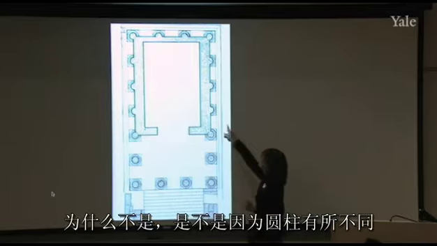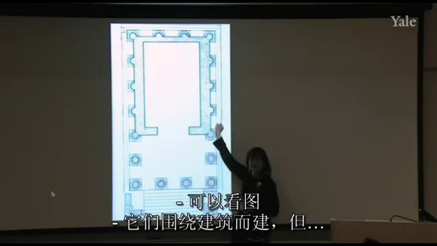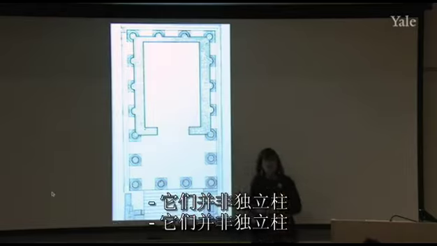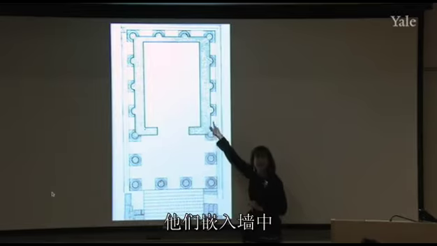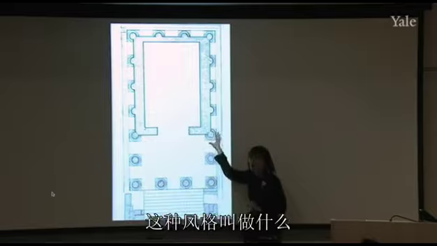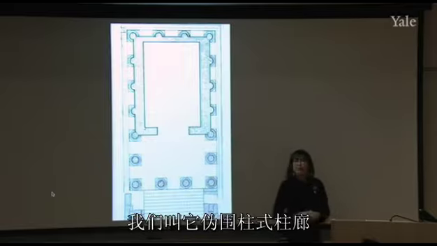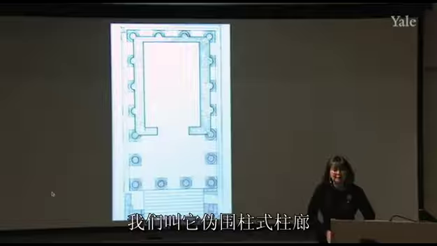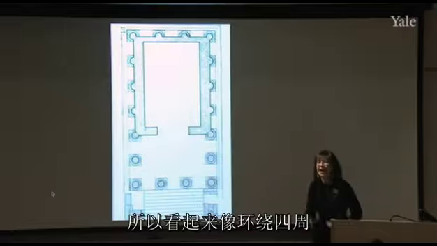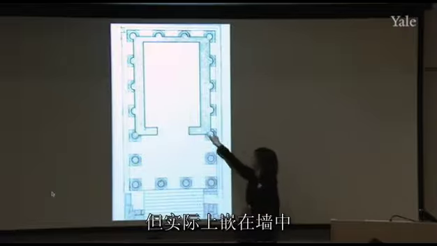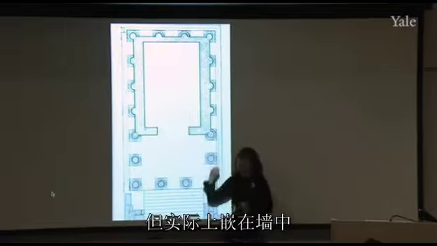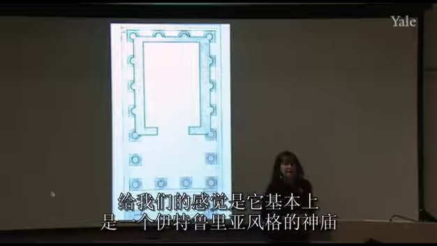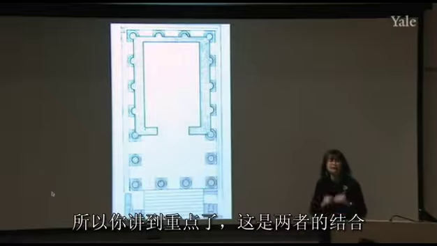Why not? What's different about these columns? You can see it in plan. They go all the way around, but they're not freestanding. They're attached or engaged into the wall. What do we call that? We call that a pseudo-peripteral colonnade. So it kind of looks like it goes around, but it doesn't really, because it's attached into the wall, and it kind of gives that sense of flatness that we got in the Etruscan temple. So you were absolutely on the mark.